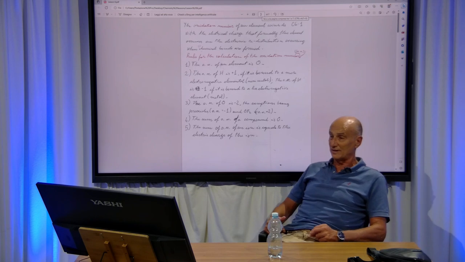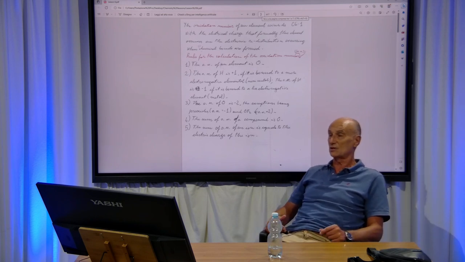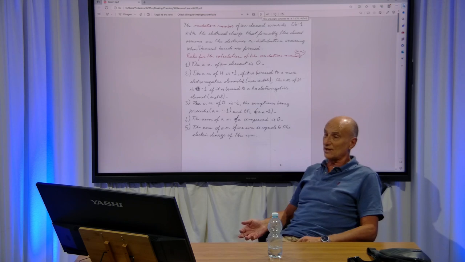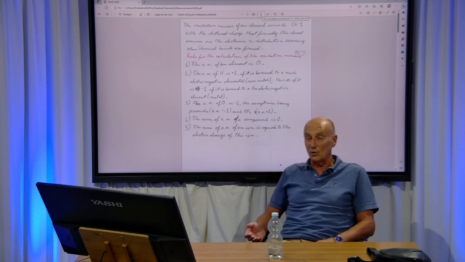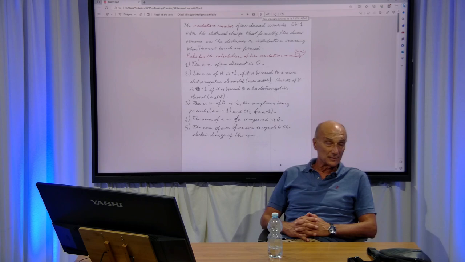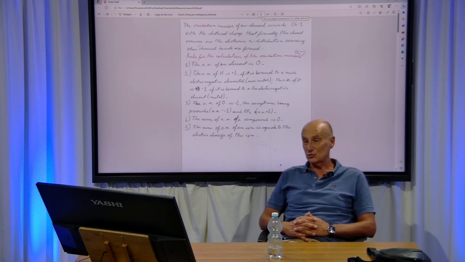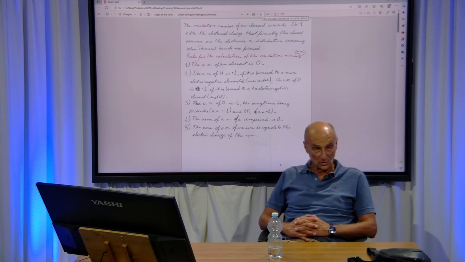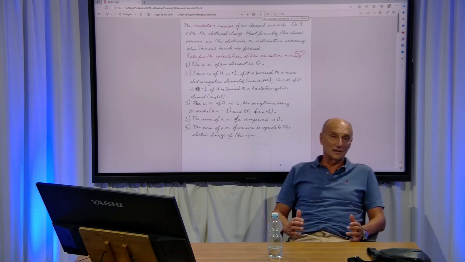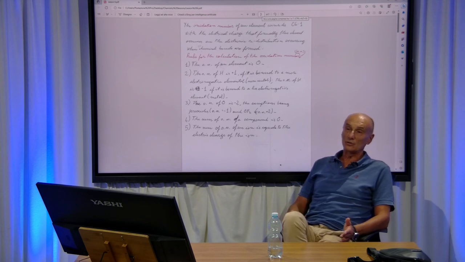The oxidation number of an element coincides with the electrical charge that formally this element assumes on the electronic redistribution occurring when chemical bonds are formed, namely, when atoms interact with each other to form a chemical bond, they exchange electrons. The charge that formally this atom assumes when this chemical bond is formed coincides with the oxidation number. Well, this definition is perfect when we are talking about ionic bond.